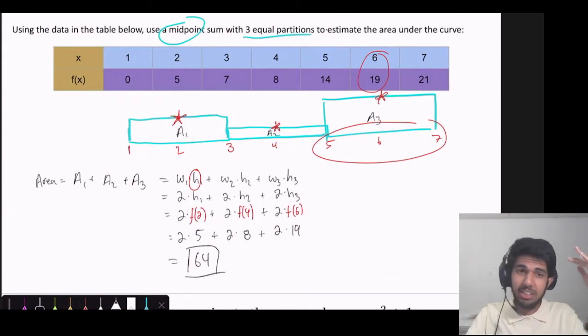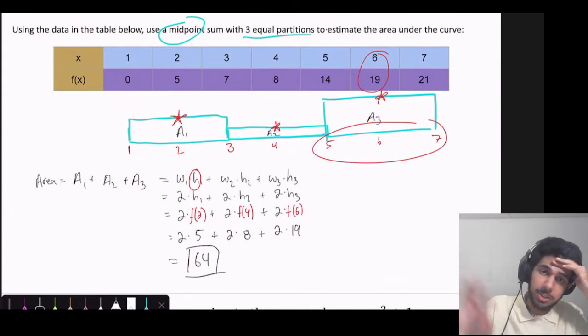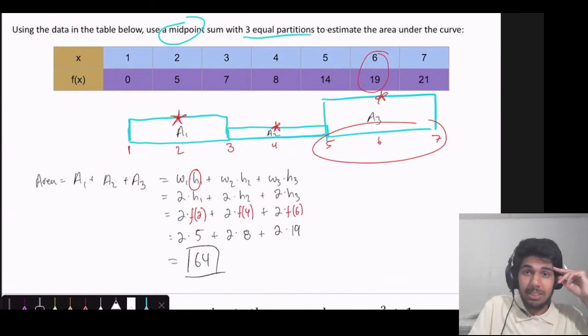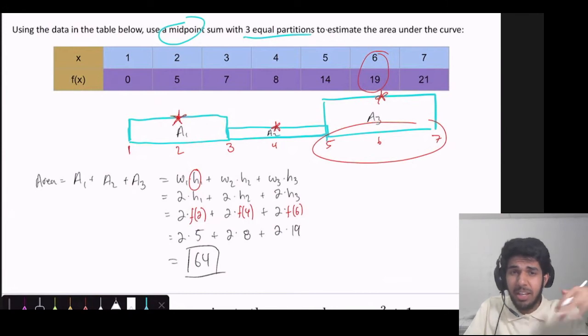So yeah, we did not need a graph. I kind of drew one out just to visualize it, but for these, I encourage you not to draw a graph and plot points because that just wastes time. It's better to just go with what you know about how these rectangles are drawn and just go with the flow.